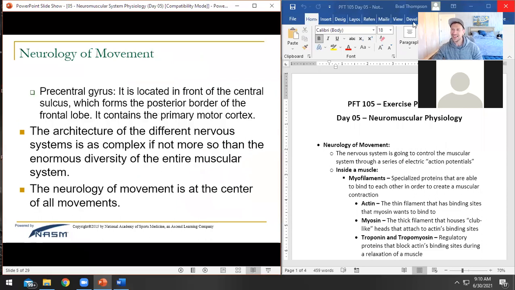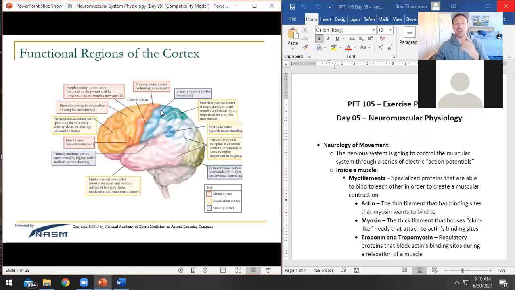So anyway, that's the different parts of your brain. A lot of your movement is in the front of your brain and in the center of your brain, so you've got a little bit of difference here.